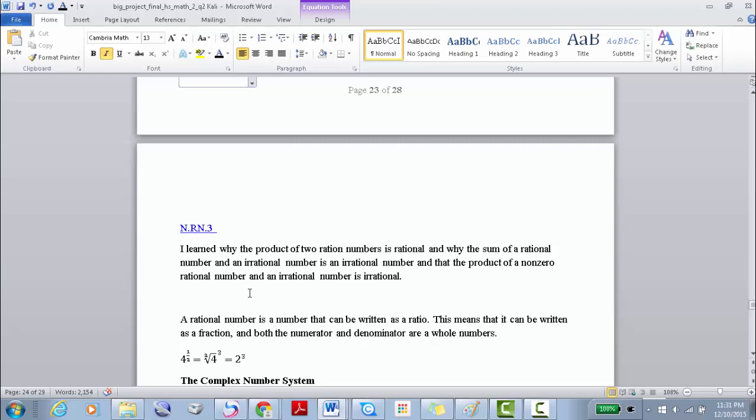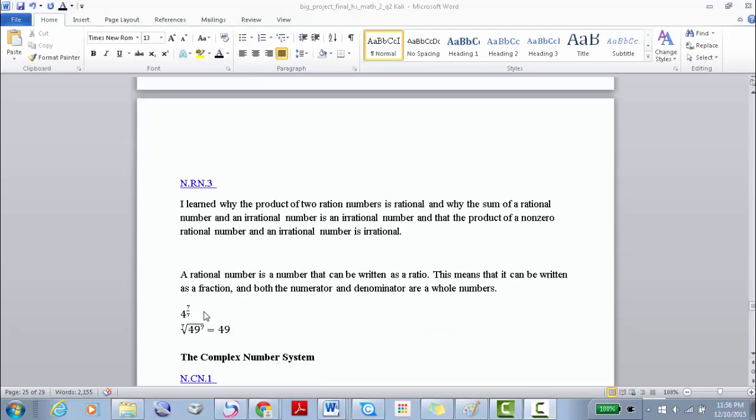First, let me just explain what a rational number is. A rational number is a number that can be written as a ratio. So this means that it can be written as a fraction, and both the numerator, the top part, and the denominator, the bottom number, are whole numbers.